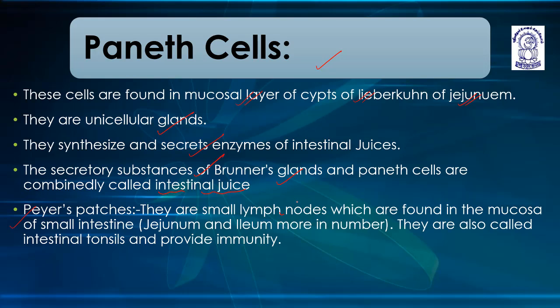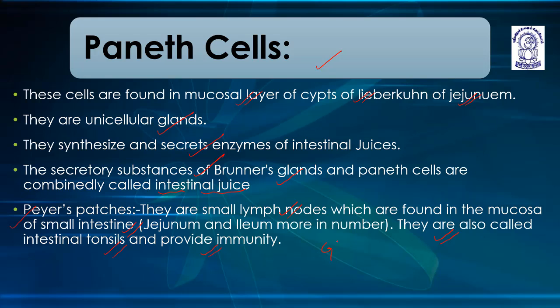Peyer's patches. These are small lymph nodes which are found in the mucosa of the small intestine, jejunum and ileum, and are more in number there. They are also called intestinal tonsils and provide immunity.